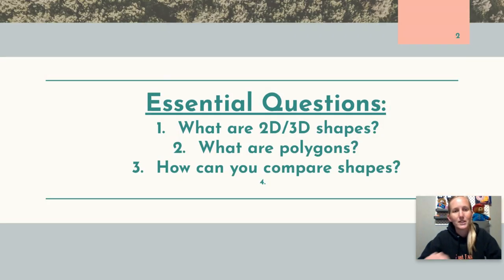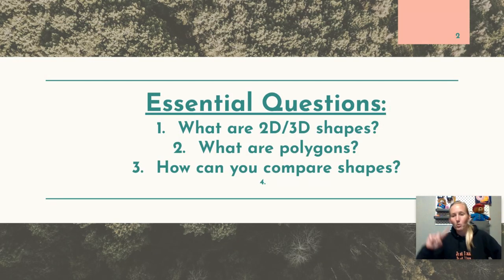All right, so let's take a look at our essential questions for today. Number 1, what are 2D and 3D shapes? And if you forgot, you may want to watch some of my videos from last week to help remind you. Number 2, what are polygons? You may want to watch Friday's lesson from last week. And number 3, how can you compare shapes? All right, we're going to take a look at those during our lesson today.